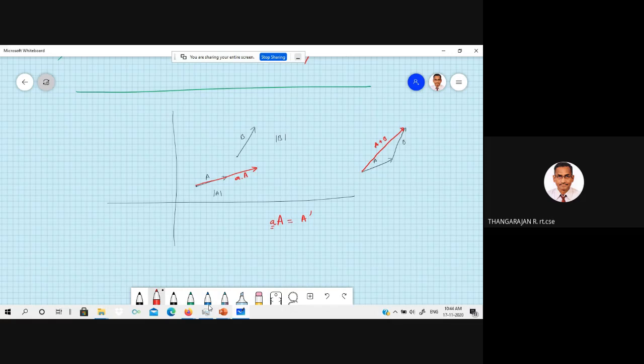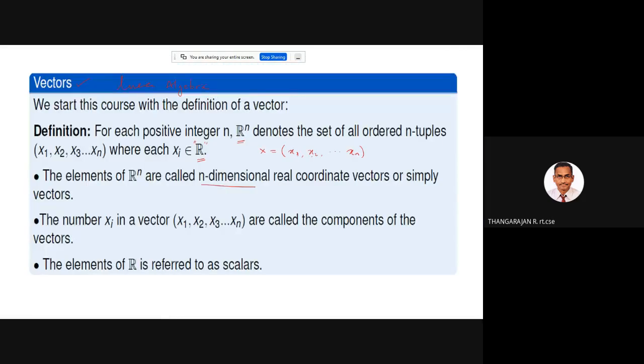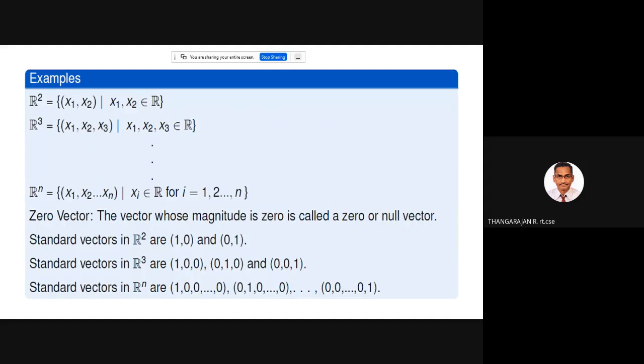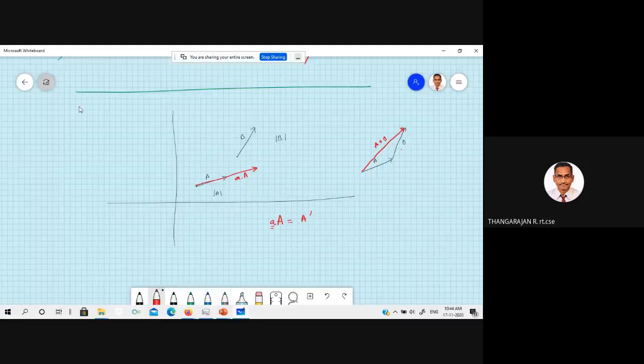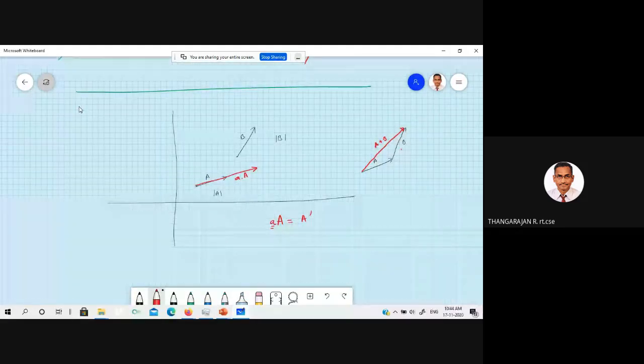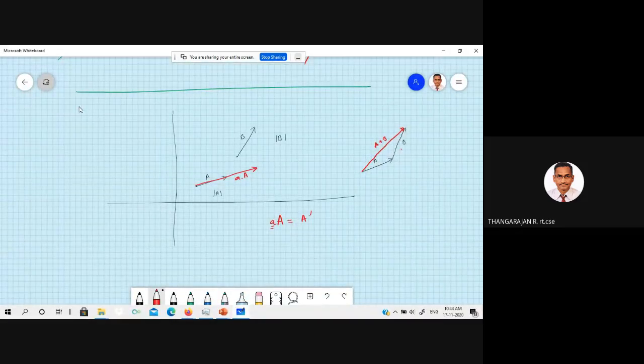This is vector addition and these are the different operations, so you know these operations. For example, in a two-dimensional plane, the vector example I gave you is two-dimensional, so we have only two components. This is x1 and x2.